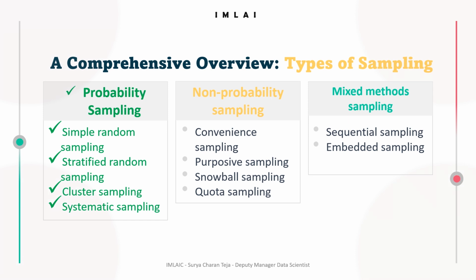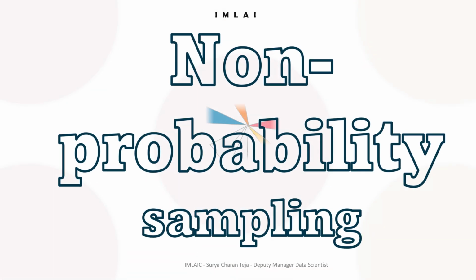Now we will be moving on to non-probability sampling. In non-probability sampling, we will be covering convenience sampling, purposive sampling, snowball sampling, and quota sampling. Okay, this is what we will see here. These are the different sampling techniques that we are going to cover under non-probability sampling. So let's begin non-probability sampling.